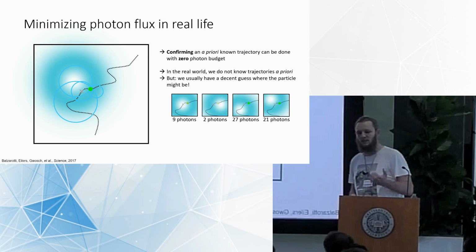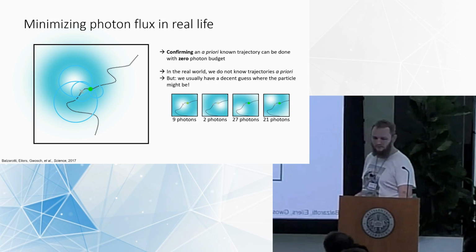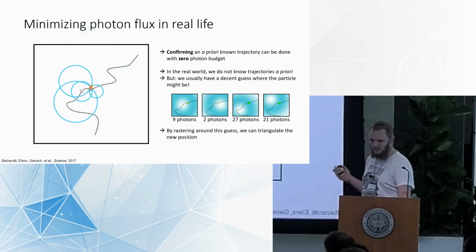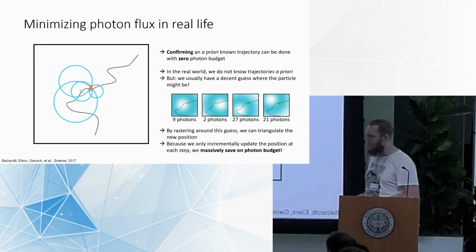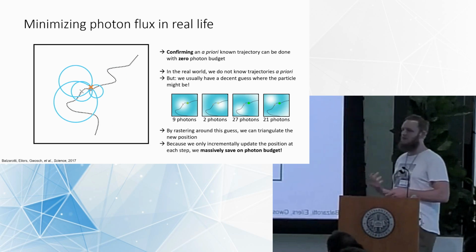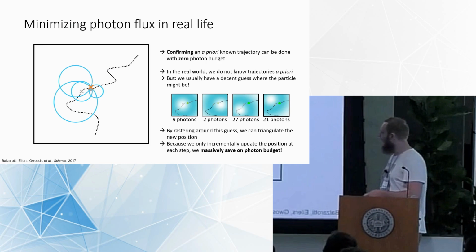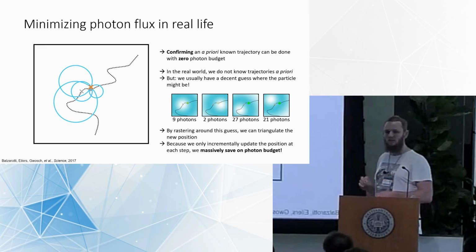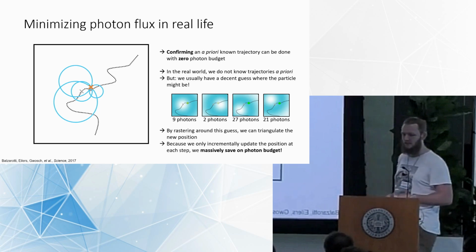So the idea is that here we can triangulate the new position. And the idea is that we utilize the photon budget of the fluorophore more efficiently, because we're only doing these incremental updates and not localizing independently in each frame of a movie.